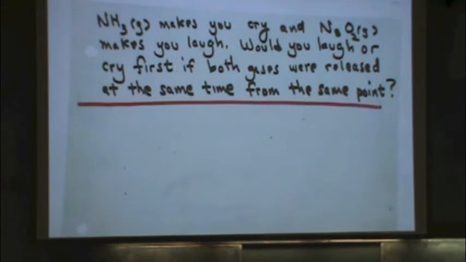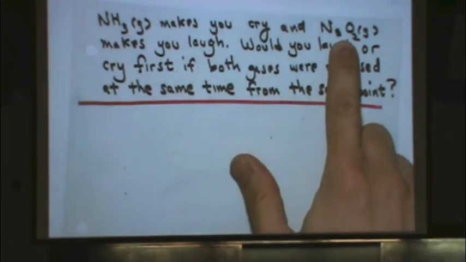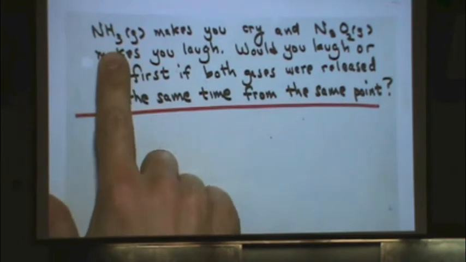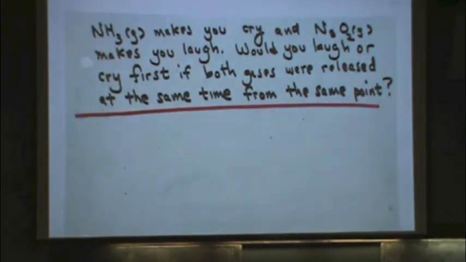So if you have a mole of each, or the same amount of each, this has a molar mass of about 44. This has a molar mass from the periodic table of about 17. Which one's going to travel faster, ammonia or the laughing gas? Ammonia. So if I release them both, because of a lower mass, it's going to have a higher velocity. You're going to start crying first.